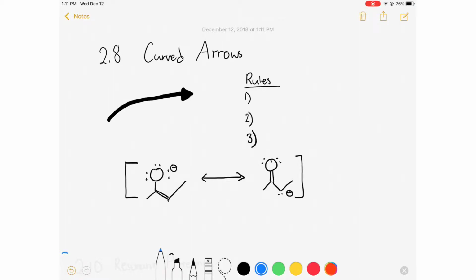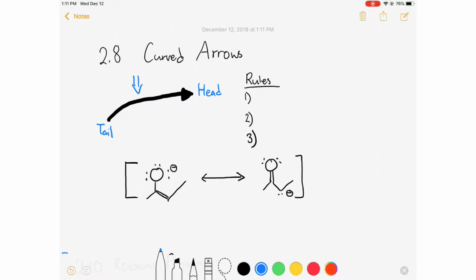Chapter 2.8 is about the curved arrows. This is our curved arrow, this is its head, and this is its tail. The curved arrow allows us to show mechanisms on how electrons or pi bonds will move.